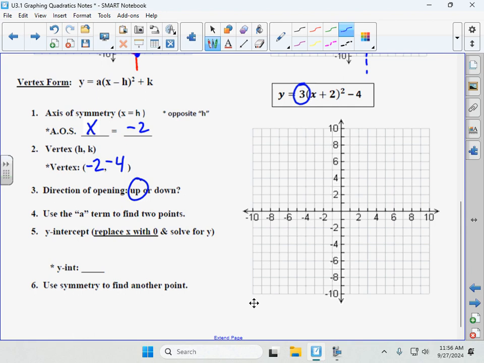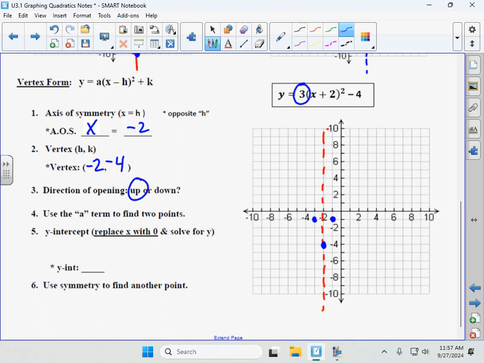If it was negative, it would open down. All right, so let's go ahead and graph what we have so far. Axis of symmetry, x equals -2. Our vertex is on that line. It's going to be at -2, -4. All right, again, we can use the a term to find 2 points. Again, we're using rise over run. All right, and so our a value is 3. So we're going to go up 3, left and right 1. So 1, 2, 3, left and right 1.